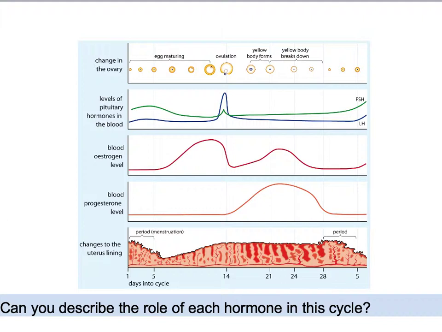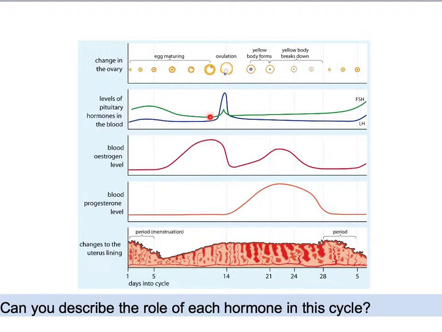Here where we can see the increase in estrogen and progesterone, we can see that relates to the development of the uterus lining, which is the innermost layers of the uterus wall. We can also see that the FSH increase here triggers estrogen to be produced, and when that is at its highest, that triggers FSH levels to go down.